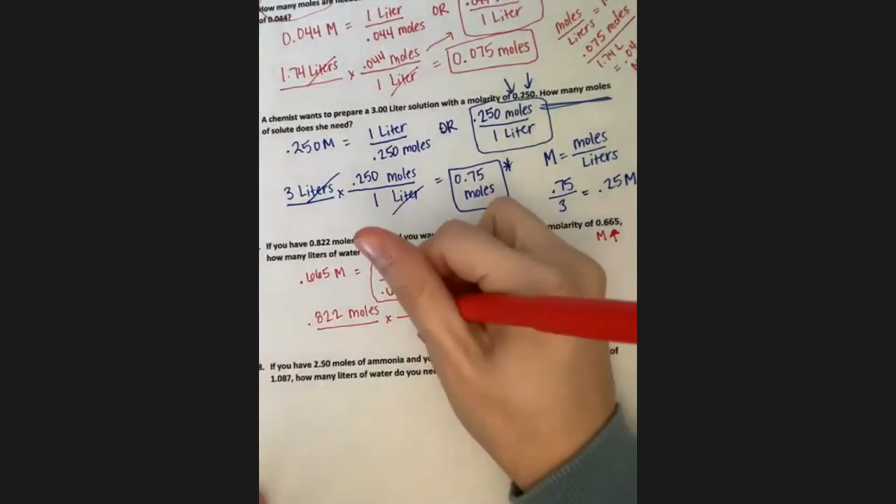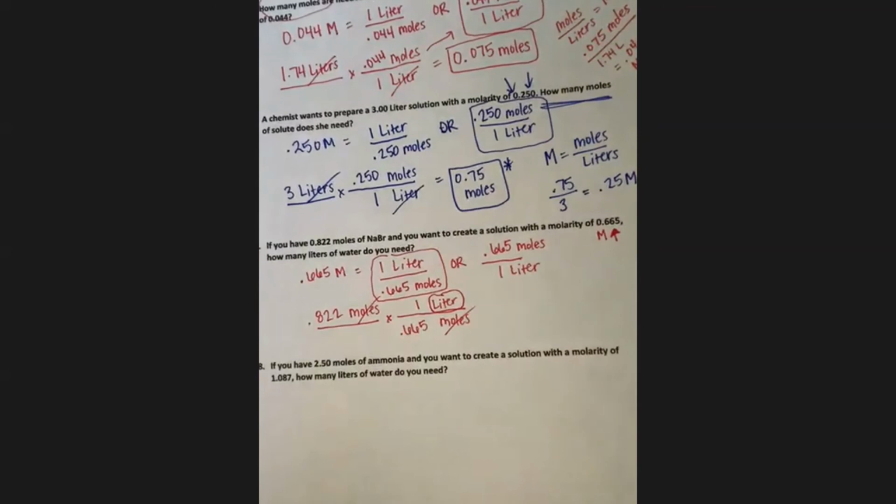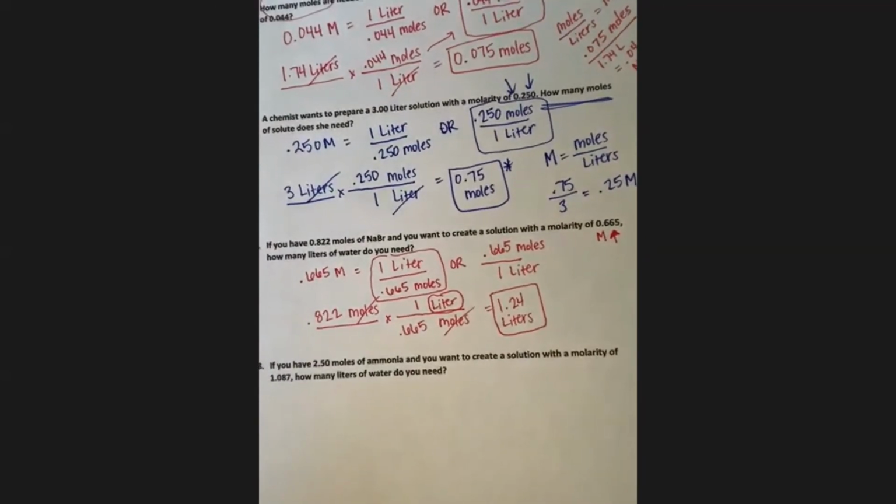So then I just go back and fill my numbers in. Moles cancel. I'm left with liters. You take 0.822, you divide it by 0.665, and you get 1.24 liters. That's how many liters I would need to have a concentration of 0.665 molarity.